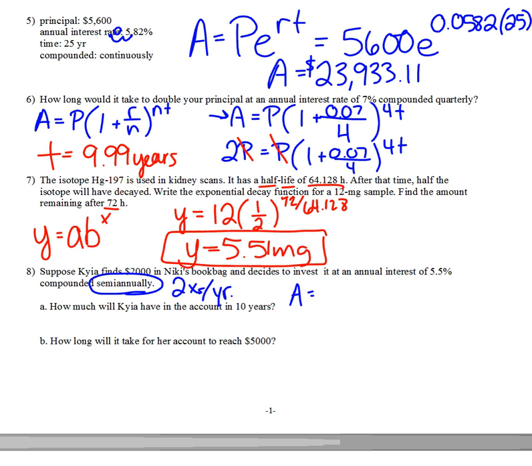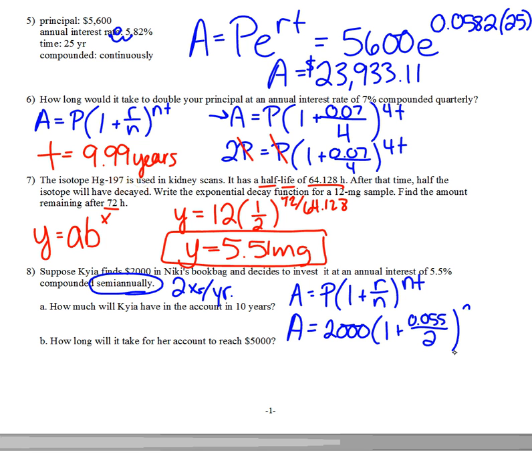Well, we're going to use an equation. We are not going to use Pe to the rt because it's not compounded continuously. We're going to use P times 1 plus the rate over the number of times we compound in a year, raised to the number of times the number of years. So we've got $2,000, 1 plus the rate, 0.055, divided by semi-annually, so that's twice, raised to the 2, and we are times 10. So the amount is going to be, you plug, you chug, you get $3,440.86.